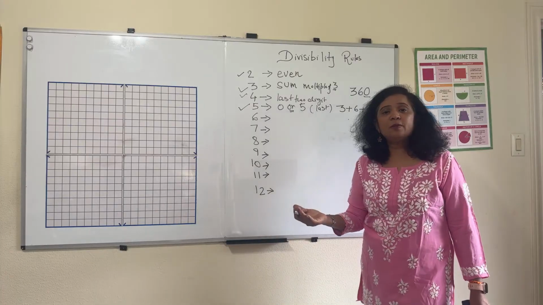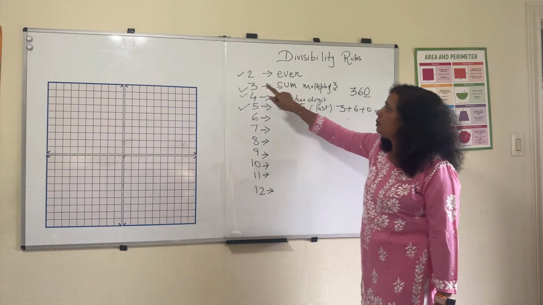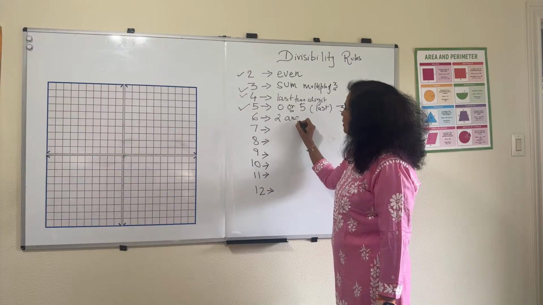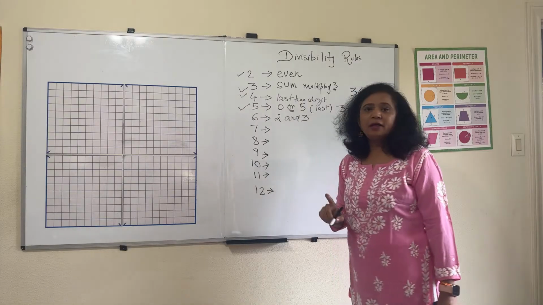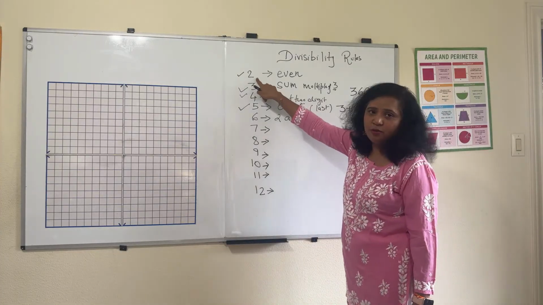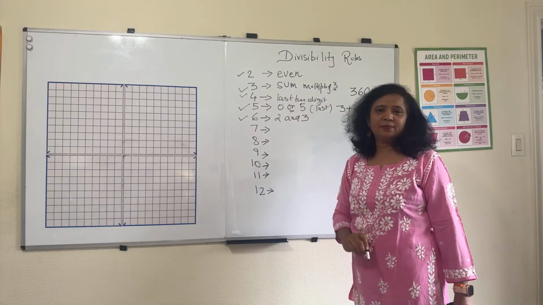Now what is the divisibility rule for 6? Any number, if it is divisible by 2 and 3, it will be divisible by 6. So this number 360 is divisible by 2 as well as 3. It is divisible by 6.